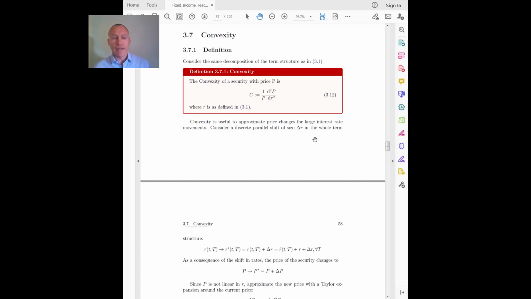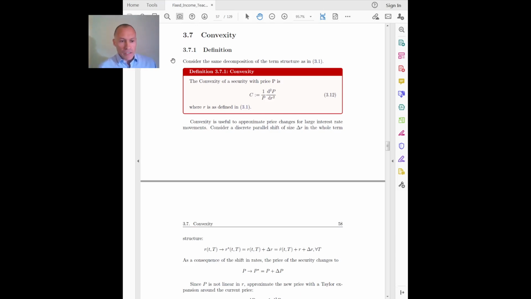Hello. In a previous video we talked about immunization and we developed a model that worked under a set of very restrictive assumptions. So what we will do now is work to lift those assumptions. To do that, we first need to introduce this new concept of convexity.